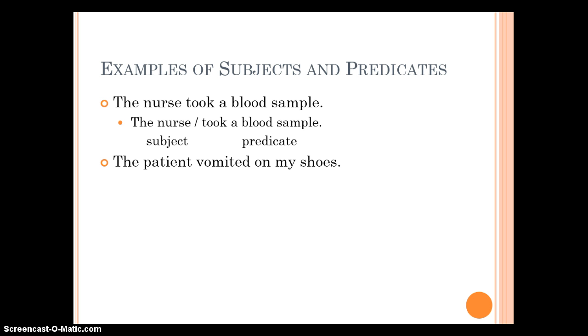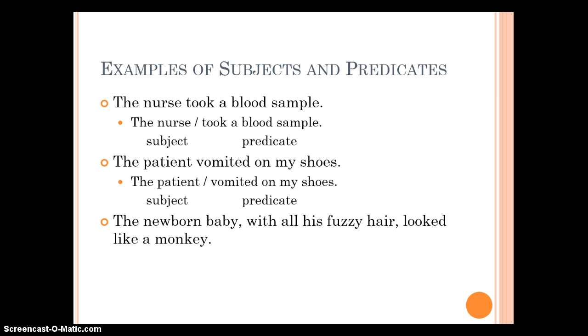How about the patient vomited on my shoes? The subject is the patient, and what the patient did, vomited on my shoes, is the predicate. We'll do one more. The newborn baby with all his fuzzy hair looked like a monkey. The subject is everything up to the verb. So the newborn baby with all his fuzzy hair. The predicate is what the newborn baby did. He looked like a monkey.